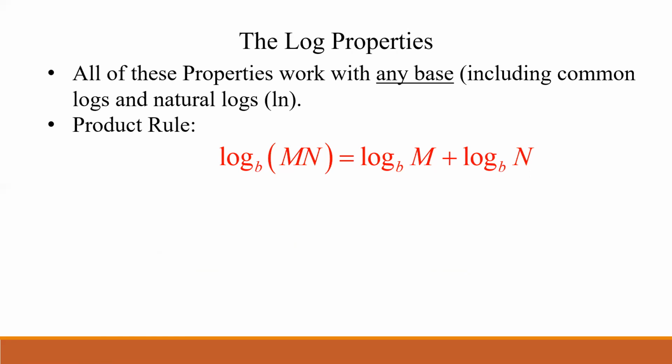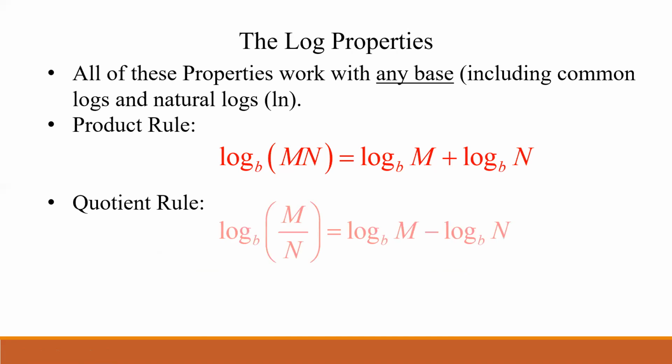The second one is the quotient rule, and take a wild guess. If the first one was multiplying and then separating them out by adding, if I'm dividing, how do you think I'm going to separate them? You are correct. We're going to subtract them. So if we have a quotient inside of a logarithm, now we're going to separate these out by subtracting the two individual logs.